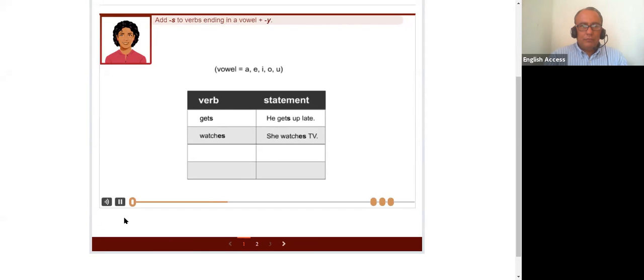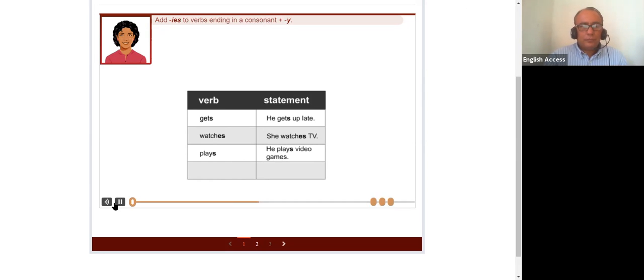Add s to verbs ending in a vowel and y. Be careful, this is vowel plus y, so it doesn't change a lot, only add s. Play. He plays video games.